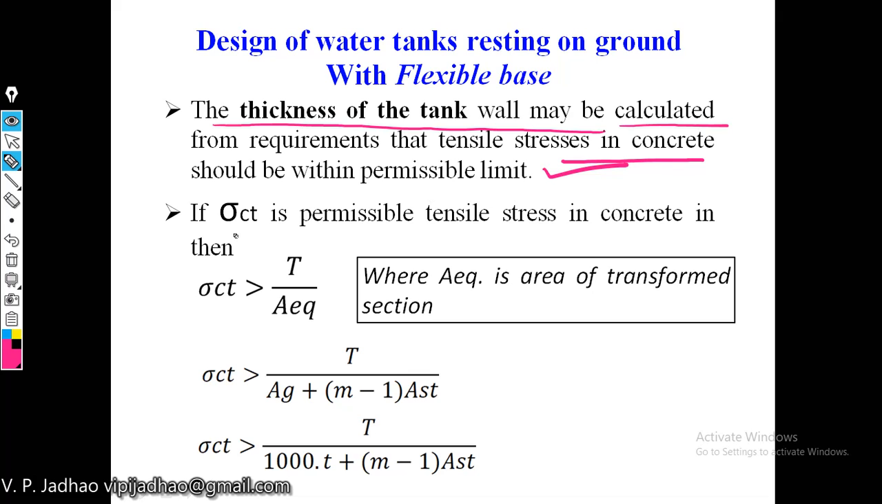Now we know that this sigma CT, that is tensile stresses in concrete, should be greater than this value, that is hoop tension divided by equivalent area or area of transformed section. I will explain this A equivalent in the next slide.